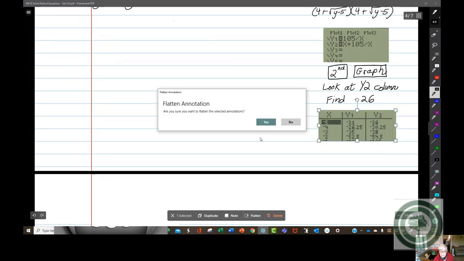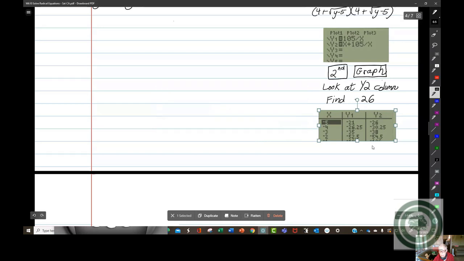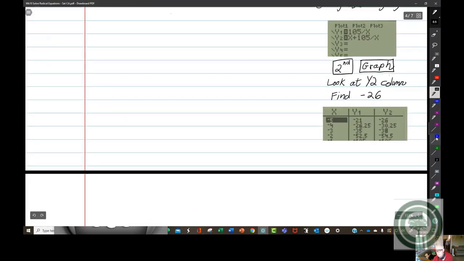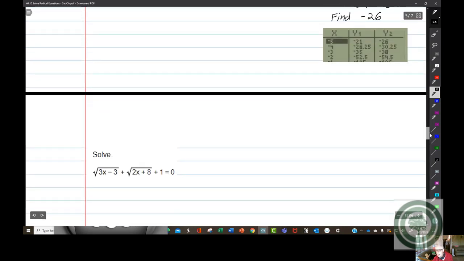Okay, let me save this. I want to make sure it's big enough for you to see. There. Now, let me move this up. Here's negative 26. Here are the numbers that add up to negative 26.